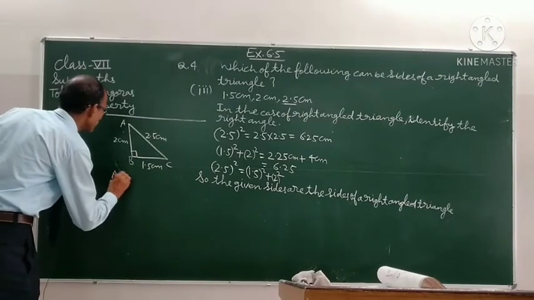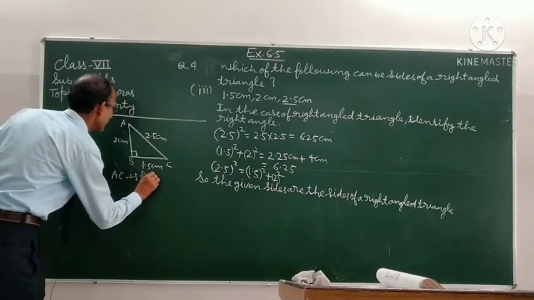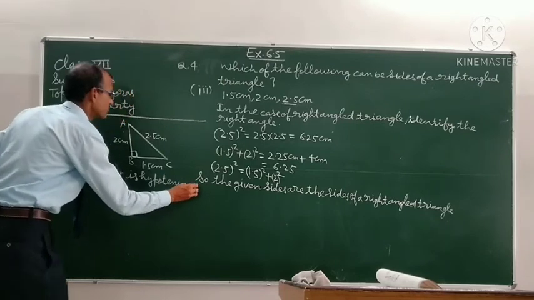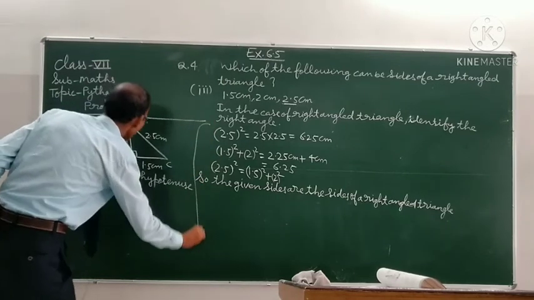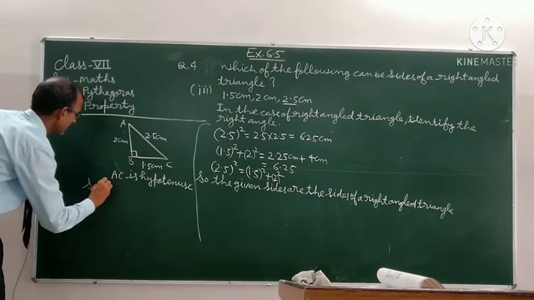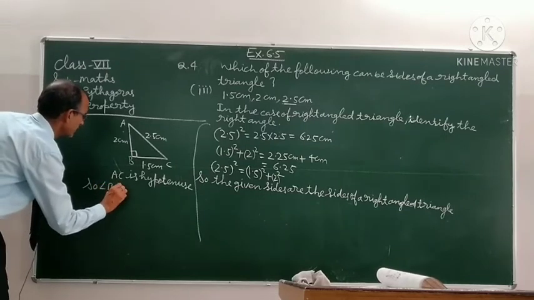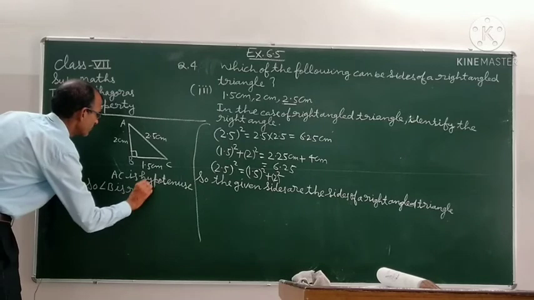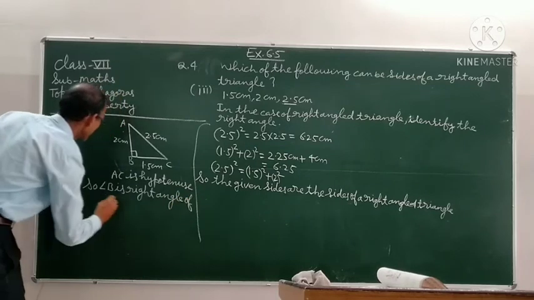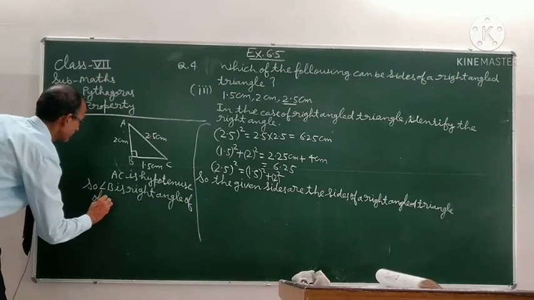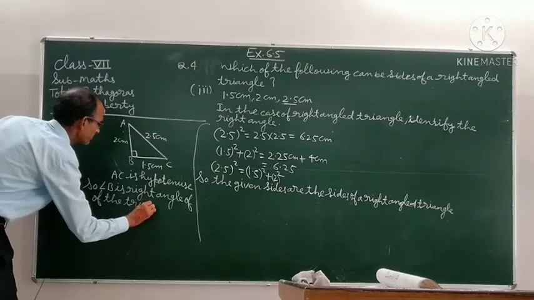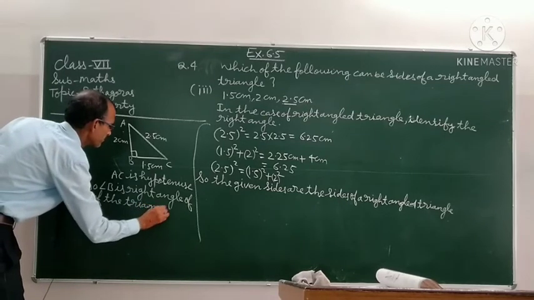AC is hypotenuse. So angle B is right angle of the triangle. Okay.